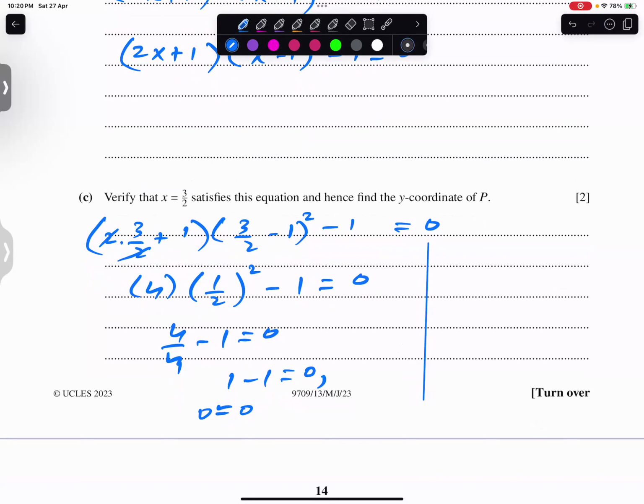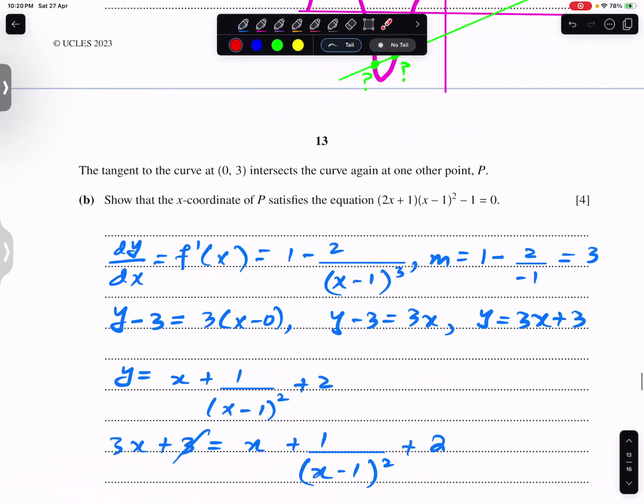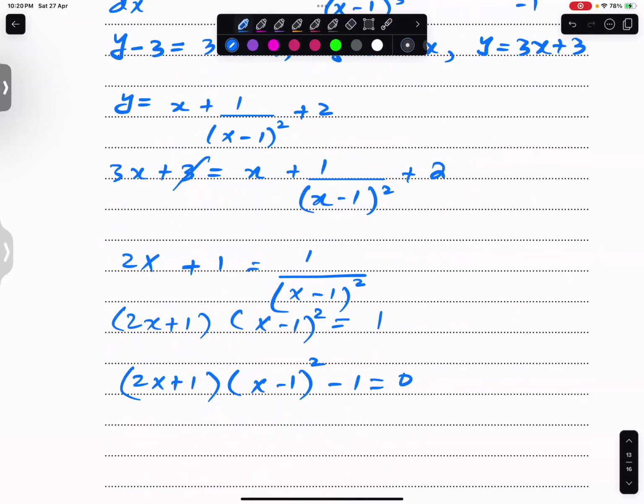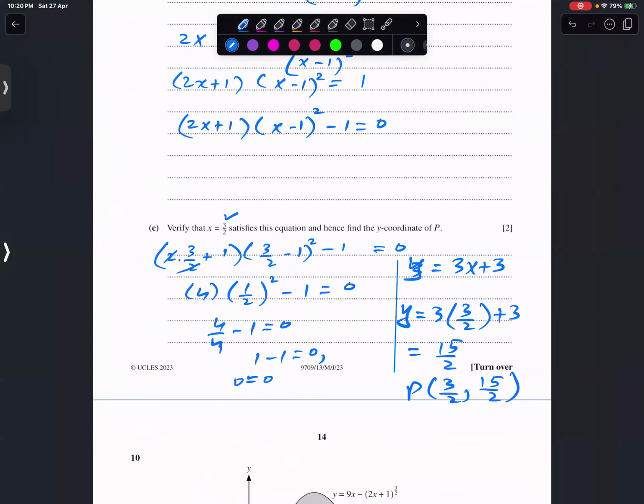Then he is saying hence find the y coordinate of P. Now we have to find the y coordinate of P, so it means where will you put this 3/2? In the curve or in the line, it's up to you, again at P. So I am putting it in the line, which was y is equal to 3x+3. So 3 into 3/2 plus 3. So 9 plus 6 will be 15/2. So the point will become (3/2, 15/2). This is the point where your tangent goes and meets the curve again.